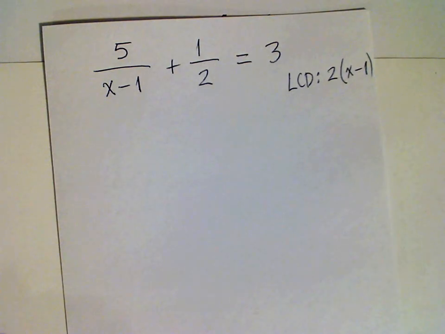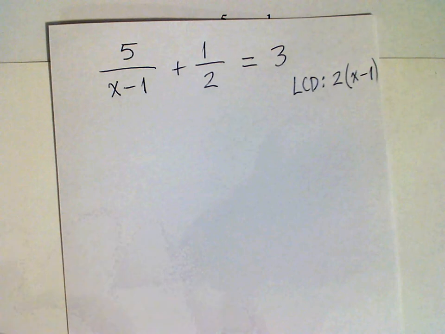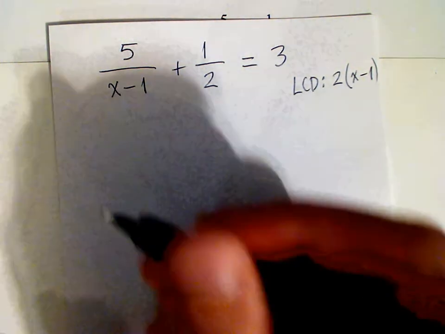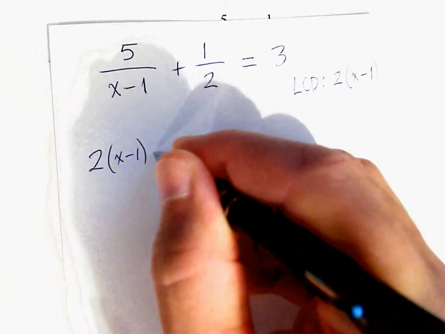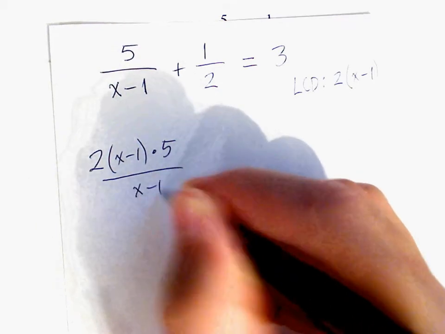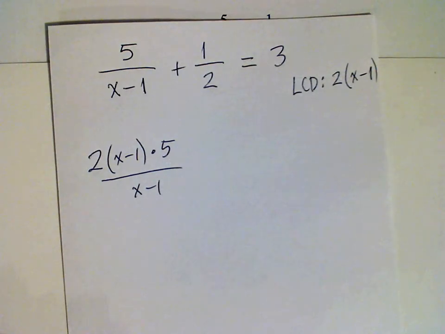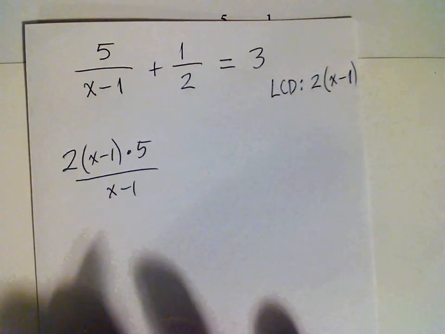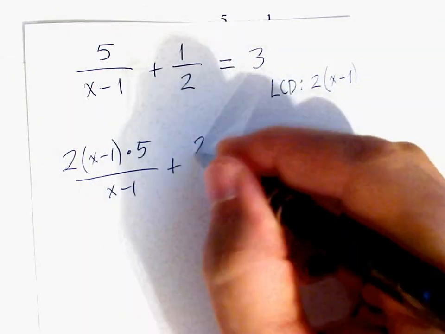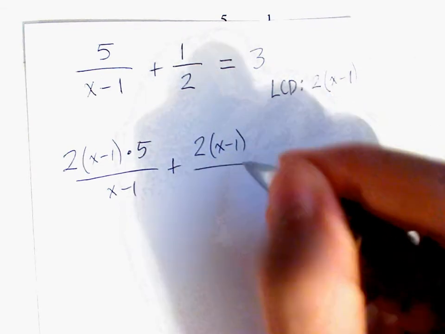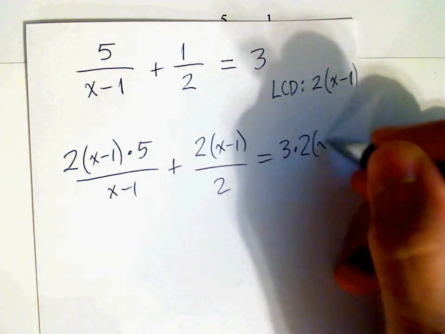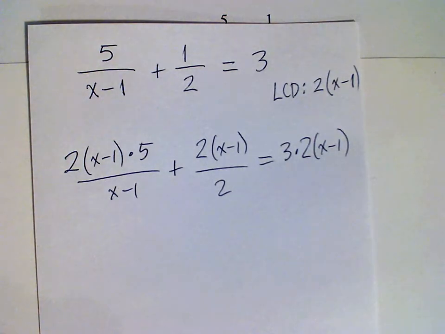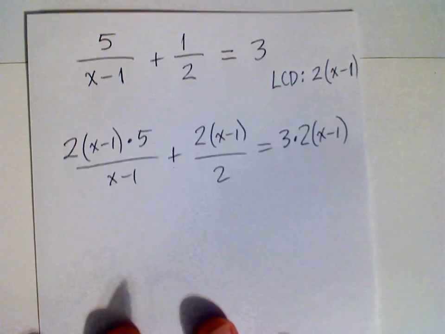Remember, the reason that we do that is so that the fractions will simplify. We don't have any more fractions. So multiplying 2 times x minus 1 times 5 over x minus 1. Remember, when we multiply a fraction by a whole number, it just goes to the numerator, not to the denominator. And then plus 2 times x minus 1 over 2 is equal to 3 times 2 times x minus 1. Remember, we must multiply on both sides of the equation, not just on the left side.